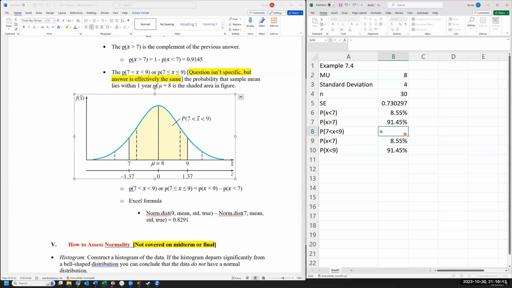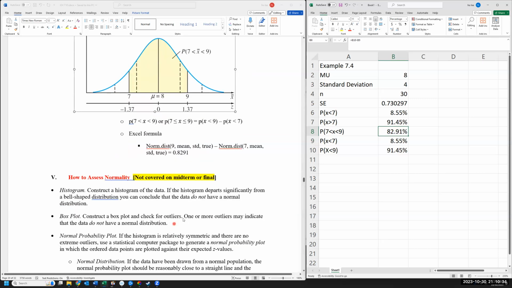So this is just this minus this, which is 82.91. It's just the area up to 9 minus the area up to 7, which is the yellow area, 0.8291. 82.91. Okay. All right.